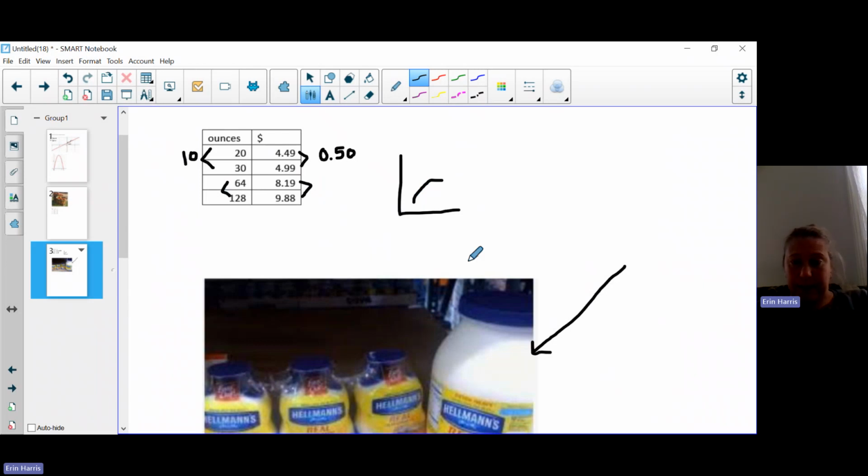So anyway, let me unshare that and then share the handout that you were asked to print, which is this one.